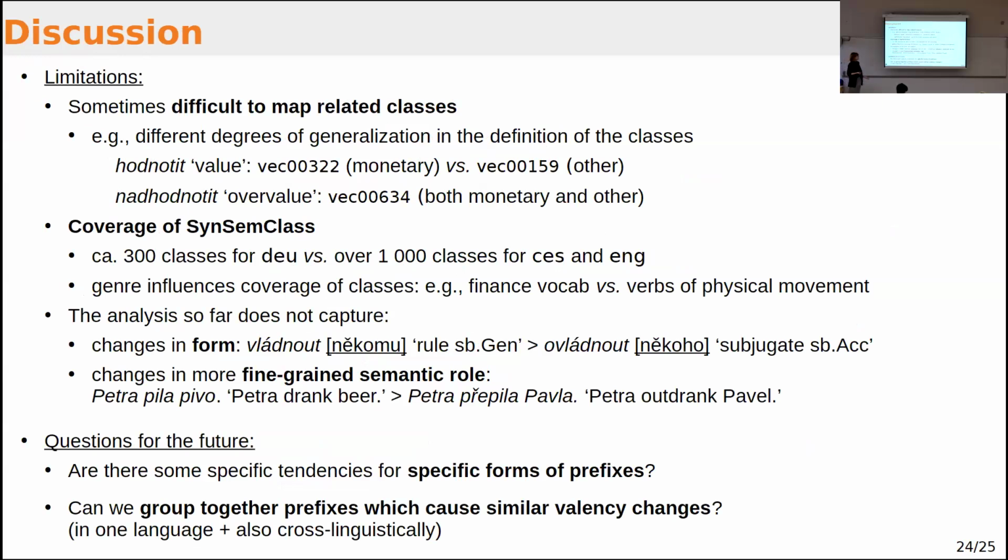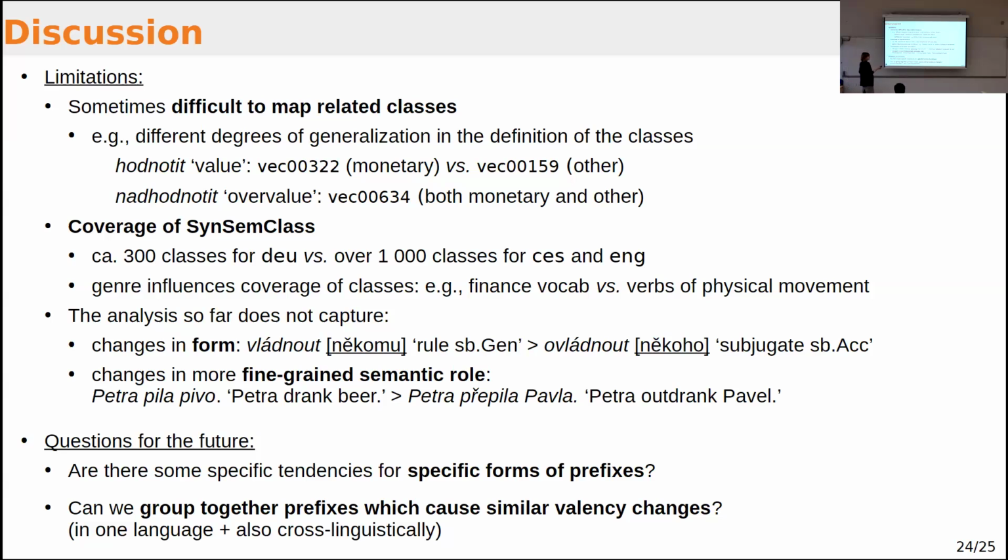So first of all, I need to say that sometimes it is difficult to map the related classes for each of the items. This has multiple reasons, but one of them is, for example, the different degrees of generalization in the definition of the classes in SynSemClass. To have a simple example, here we have the verb hodnotit and a prefix verb formed from that verb, nadhodnotit, meaning value and overvalue. For hodnotit, to value, we have two different classes distinguishing whether that sense is the monetary sense, having to do with money, and another class for other senses. Versus for nadhodnotit, to overvalue, we have just one more general class, meaning both monetary and other senses.